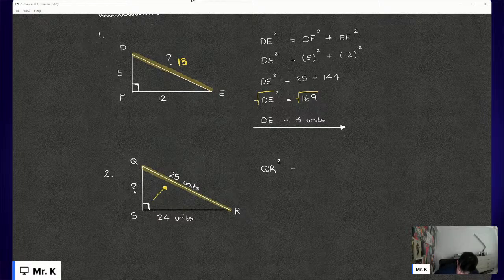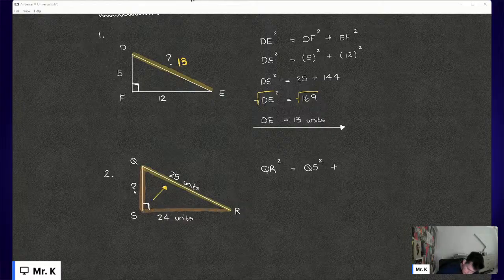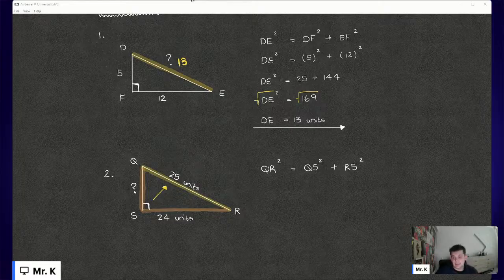So we need QS, which is on the left over here, right? So we can say it's QS squared plus the remaining side RS squared. So this is the theorem of Pythagoras in the context of this triangle. Now, what are we solving for? What are we looking to be the focus of our equation? Guys, we are looking for the length of this side over here, right? Side QS.